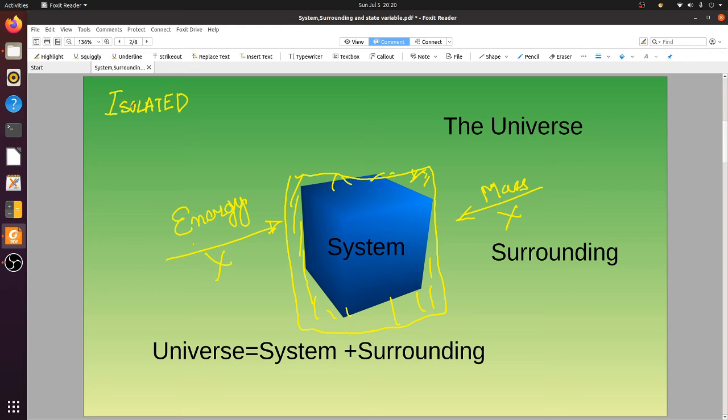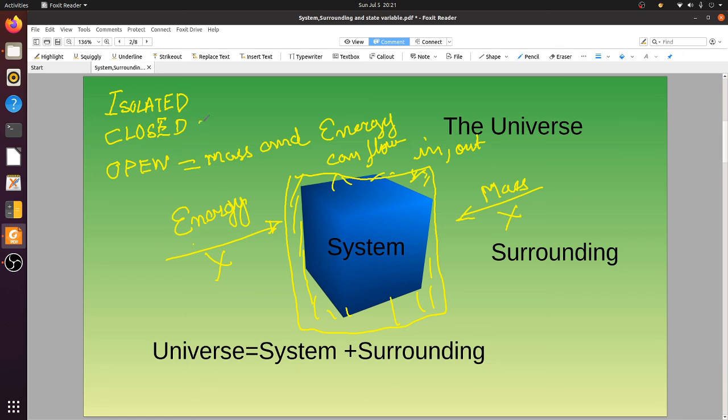So these are the three kinds of systems. So what did we learn today? We have an isolated system, we have a closed system, and we have an open system. In an open system, mass and energy can flow in and out. In a closed system, only energy can flow in and out. In an isolated system, no flows across the boundary.